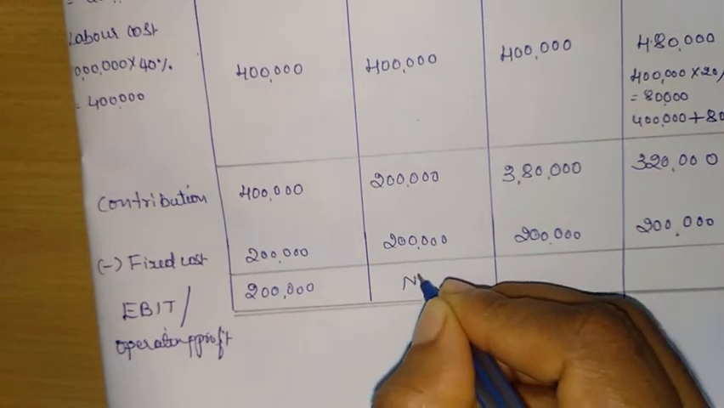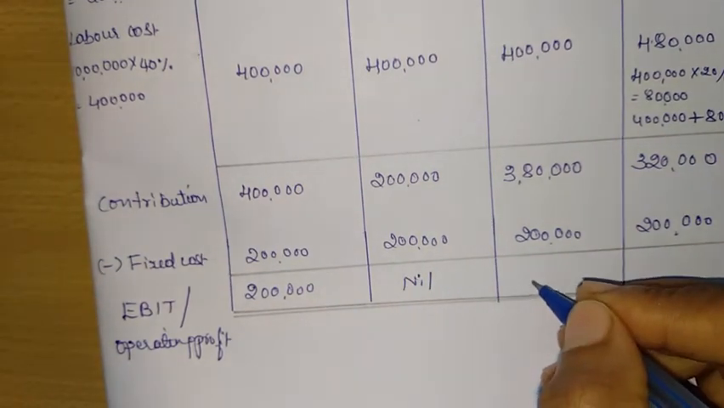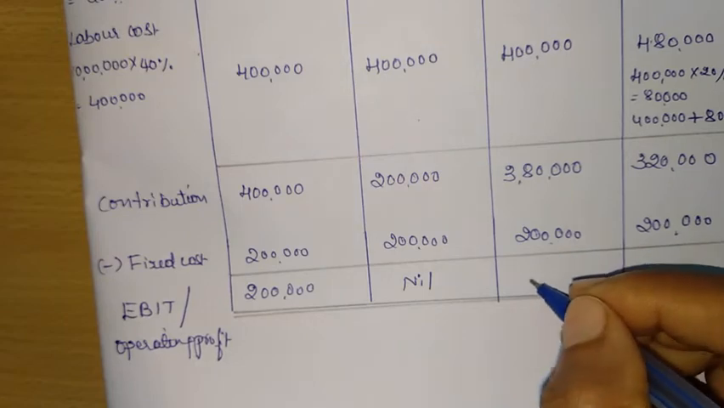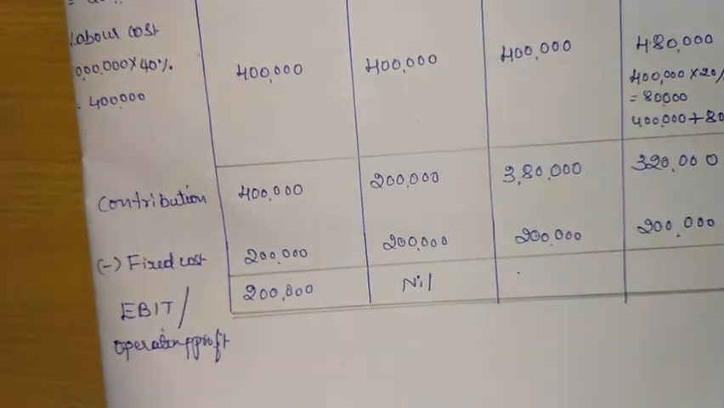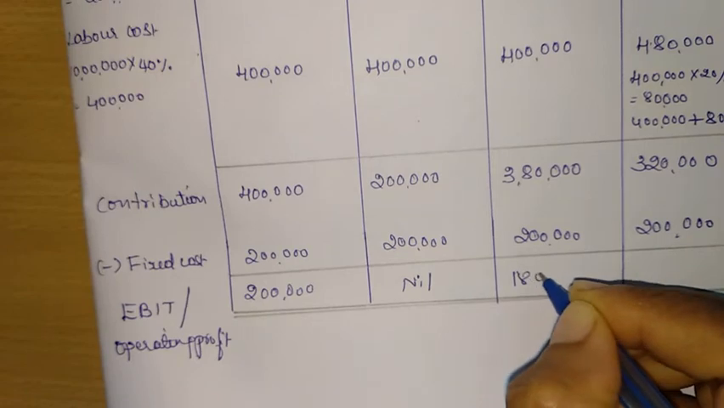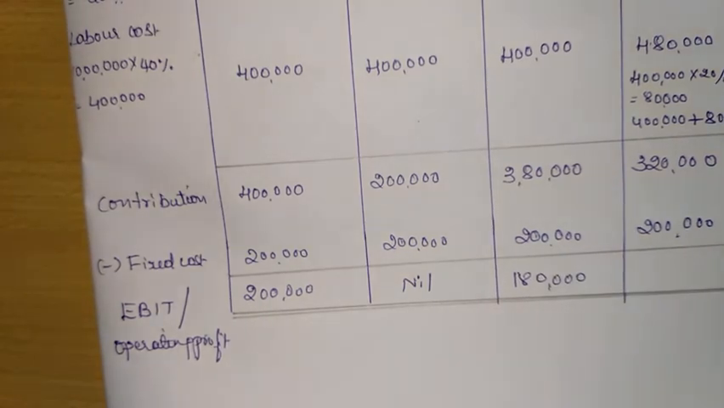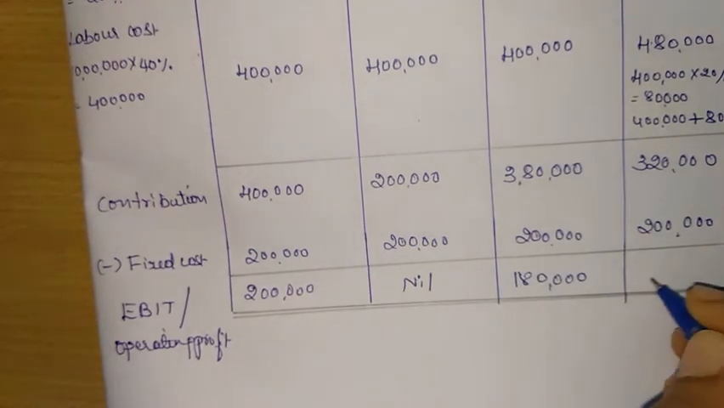For situation 1, it is nil. For situation 2, it is 1,80,000. And for situation 3, it is 1,20,000.